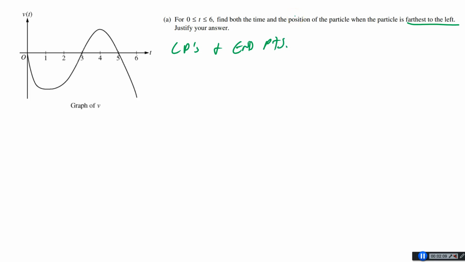Now, AP usually allows you a little bit of liberty in this because really all you have to check is critical points where it could have a minimum, right? Because at 5 the velocity changes from positive to negative, so that would be a potential maximum. That's not going to be a furthest left point, so we won't have to consider it. But we should consider 0, and it looks like 3. 3 is a change from a negative to a positive value. 5, I'm just going to do them all, why not, and 6. So we're going to do all the critical points and the endpoints.